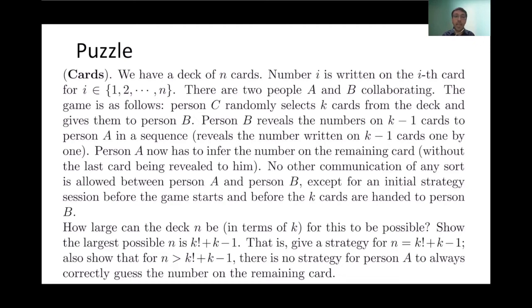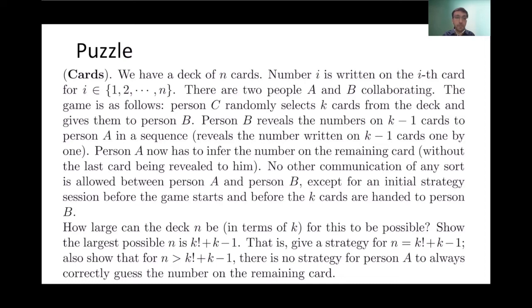Now player A has to infer or figure out the number on the remaining card, right? The last card, the Kth card, was not revealed to person A, but person A has to figure it out. No other communication of any sort is allowed between person A and person B, except for an initial strategy session before the game starts and before the K cards are handed to person B. So person A and person B can have a discussion session where they try to devise some strategy for person B so that person A is able to guess the remaining card.